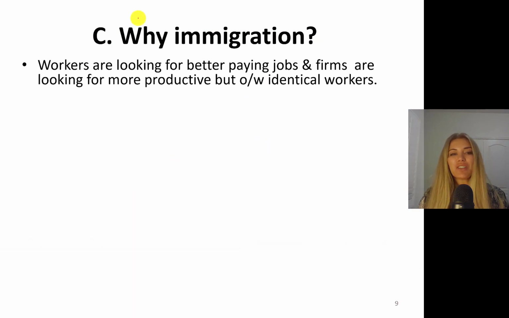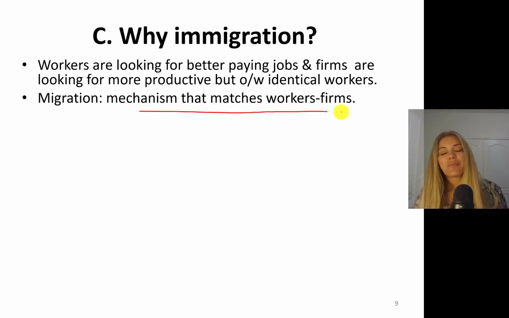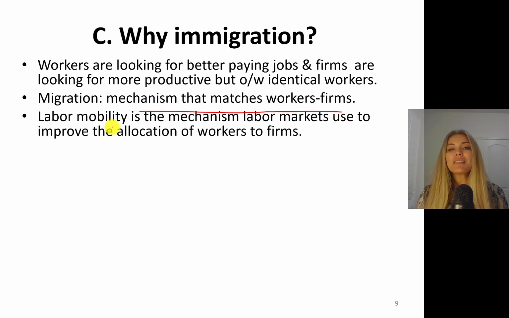So why immigration? Basically, workers are looking for better paying jobs and firms are looking for more productive, better workers. So migration is a matching mechanism. It matches workers to the firms. Labor mobility is the mechanism labor markets use to improve the allocation of workers to different firms.